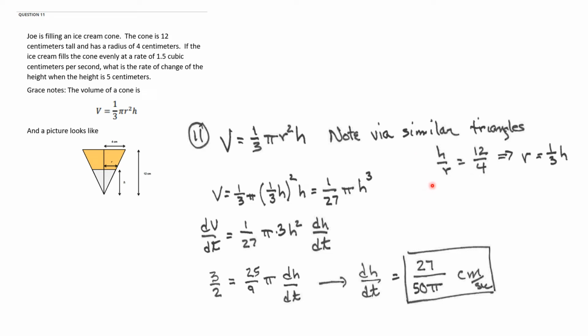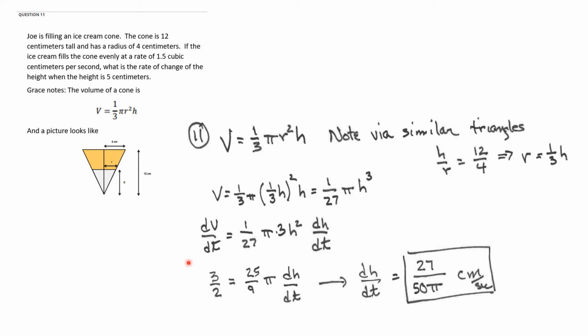So h is to r as 12 is to 4, and that means I can solve for r in terms of h, and so r is equal to, let's see, r is equal to 1/3 h. So where we have r, we're going to substitute 1/3 h. So we get the volume is 1/3 pi, 1/3 h whole squared, and then it's times another h. And when you simplify that, you're going to get 1/27 pi h cubed.